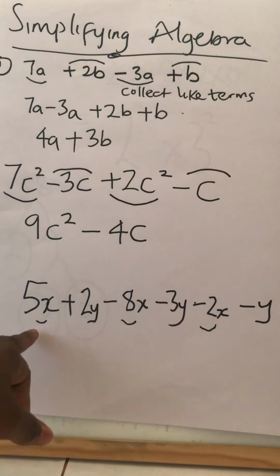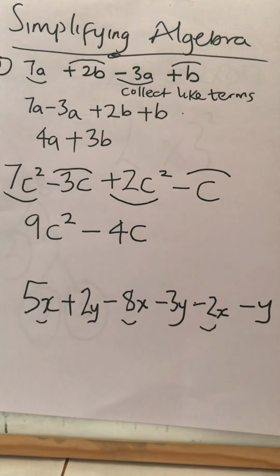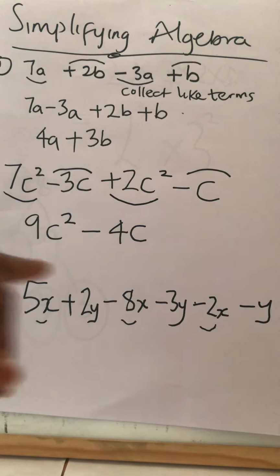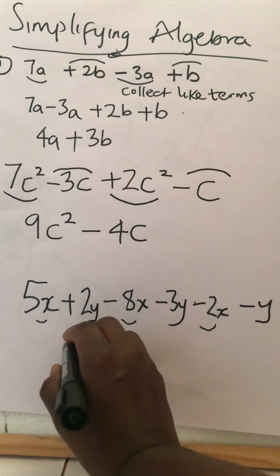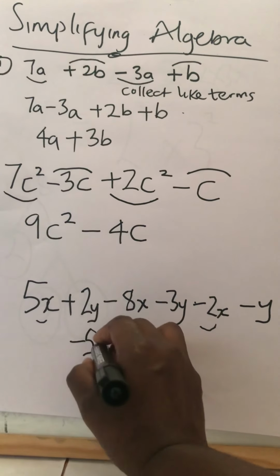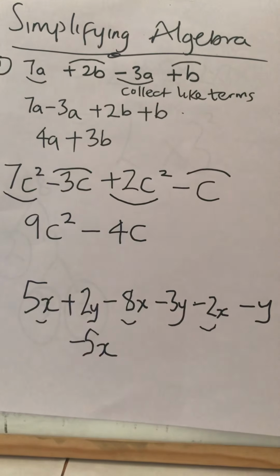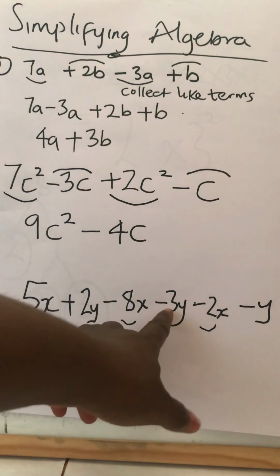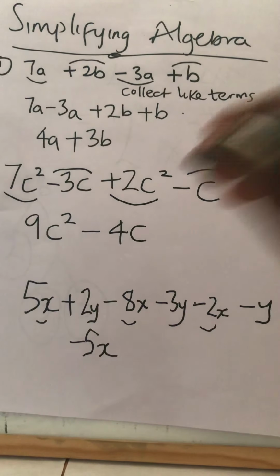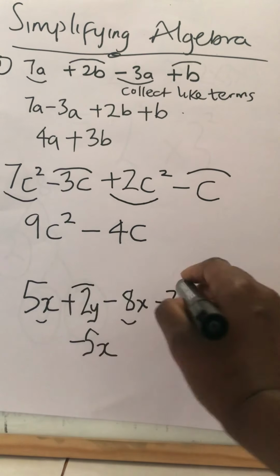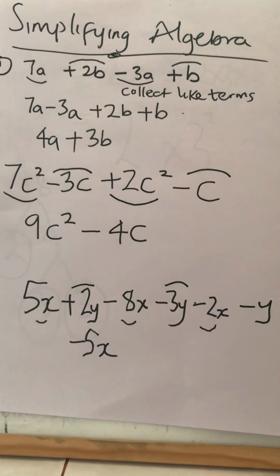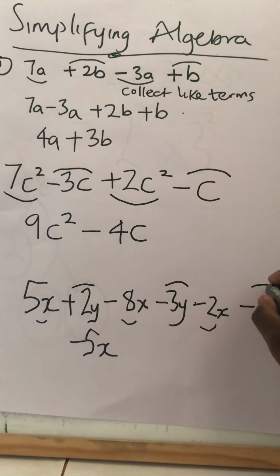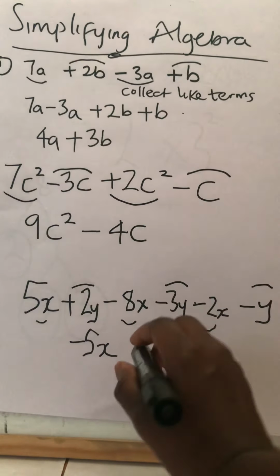So it's going to be 5x minus 8x. That will give me minus 3x. Minus 3x minus 2x. That will give me minus 5x. Then I have plus 2y. Plus 2y minus 3y. That will give me minus y. Minus y minus y. That will give me minus 2y.